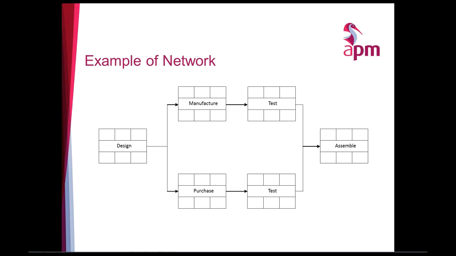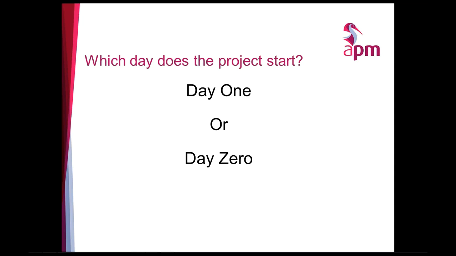However, it doesn't tell us anything about the start, duration, or the finish of each of the activities, or the critical path. So what we need to do is start to add to this network the start and finish times and durations. The first question you might ask is, which day does the project start on? You'll find there are two options. It can be day 0 or it can be day 1. Now, there's only one correct answer here, and the correct answer is day 1.